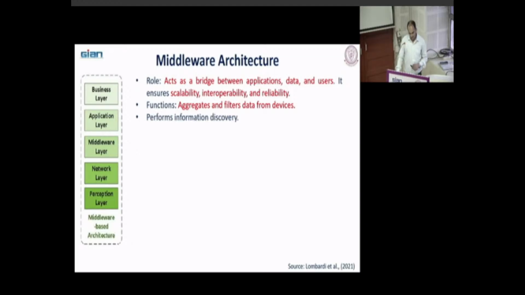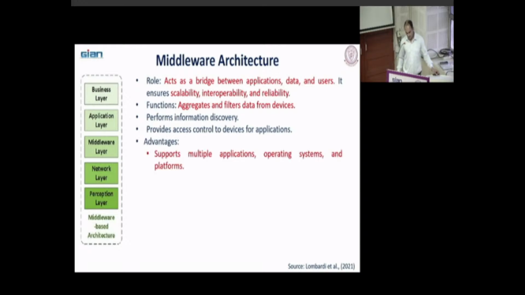It performs information discovery, and again provides access control to devices for applications. Which devices you need to provide access to for that application, you can do. Advantages: it supports multiple application operating systems and platforms. Again, it is more toward the application front end or application side. When you want different kinds of applications for different operating systems or platforms, it supports these applications. It enables distributed computing across heterogeneous networks.